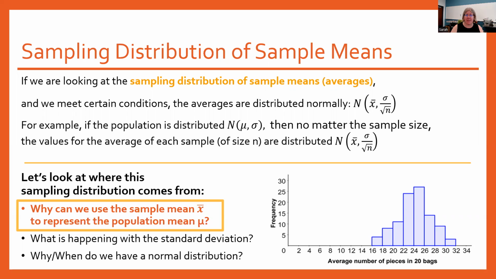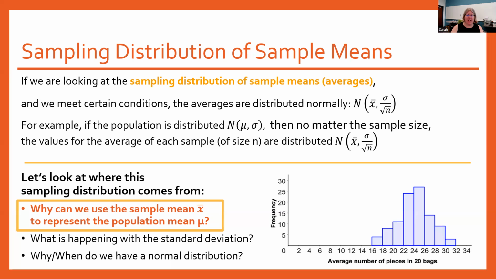One of those conditions that allows us to use that formula for the sampling distribution is that if the original population is distributed normally with the mean of mu and a standard deviation of sigma, then for any sample size, that sampling distribution is also normally distributed and follows that formula.